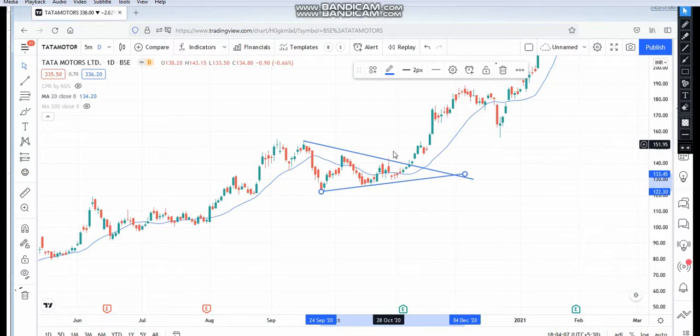The same logic here also we are going to apply. So these all are resistance. This is the support line and we have drawn a triangle. End of the battle, the buyers have won the battle and the market went up from here to here. Here the price was something around 137. Here it is 186. Okay.